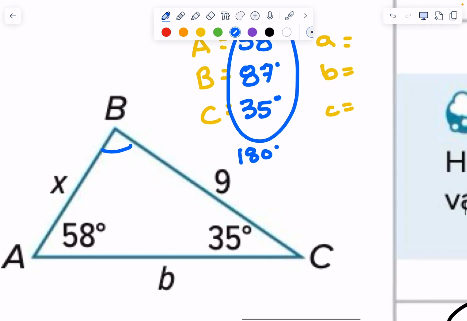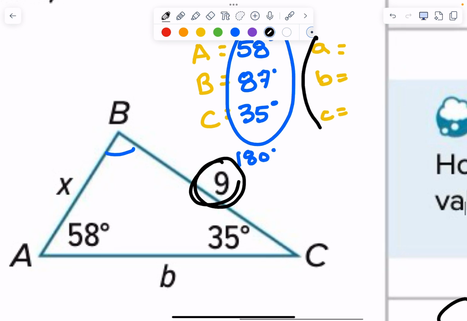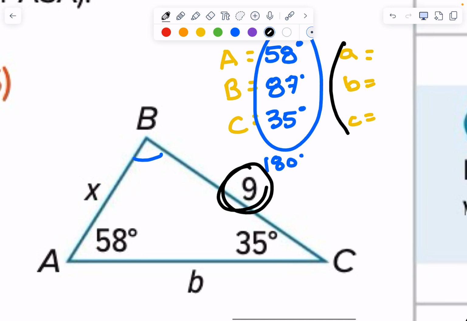Now, I want to look at stuff. 9 is the only side that I have. Which one of these is 9 labeling? Boys, are you listening? You are not listening. Do not lie to me. 9 is little a, because it's opposite angle A. Which one is X? Little c. I should put X there. And little b is little b, right?